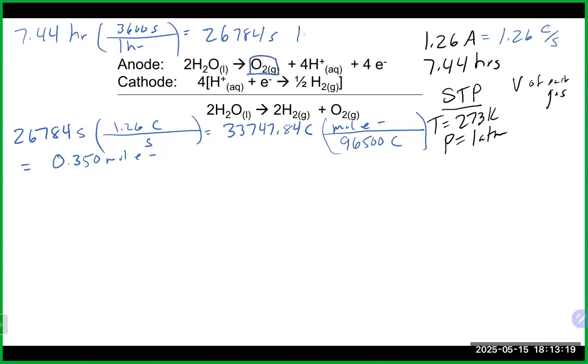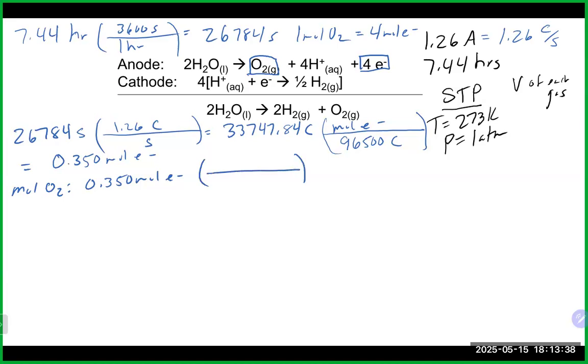When we go to oxygen's half reaction, that is O2. So 1 mole of O2 gets me 4 moles of electrons. So we're going to use that. Our moles of O2 would be 0.350 moles of electrons. Once again, using the half reaction as a conversion factor, 4 moles of electrons to 1 mole of O2. That's going to get me this divided by 4, 0.0874 moles of oxygen.